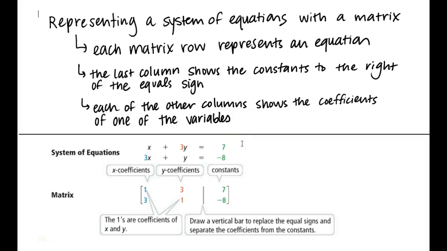So take a moment to jot down the system of equations that I just talked about and the corresponding matrix that it transforms into. And just to remind you, if you see a variable with no coefficient in front, we assume that we're multiplying by 1. So that's where those ones are coming from. And then you want to draw a vertical bar to replace the equal signs and separate the coefficients from the constants. That's what you do in the matrix. So like we were just talking about, each matrix row represents an equation. The last column shows the constant to the right of the equal sign, and each of the other columns show the coefficients of one of the variables in the equations.